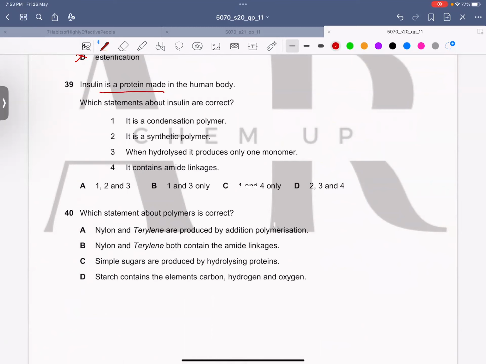Now question number 39. Insulin is a protein made in the human body. Which statements about insulin are correct? It is a condensation polymer. Yes, it is a condensation polymer, as it's a protein, and protein is always made by condensation polymerization. You have to remember this. This is the key point over here.